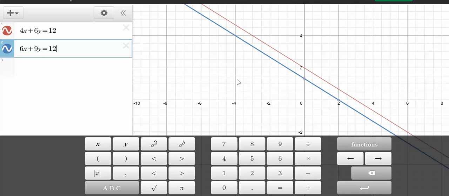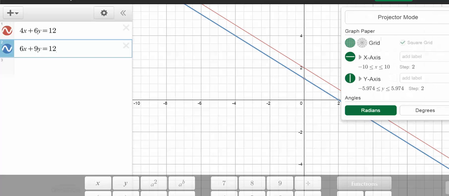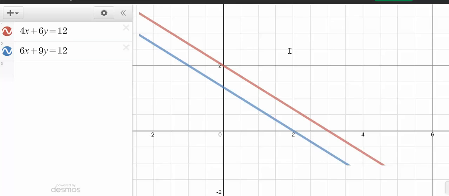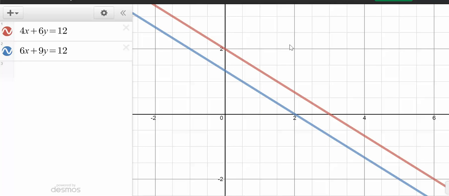Okay, so taking a look at this picture, if I put this in projector mode, a little easier for us to see. What do we notice here? They're parallel. Yeah, we've got two lines that are parallel, right? And it's a system. So if I've got two lines that are parallel, then they're never going to intersect, right? So I can't find one single point that would satisfy both of the equations at the same time. So this is what the graph looks like for an inconsistent system. Does that make sense so far?